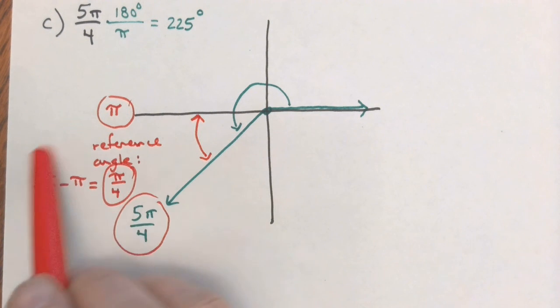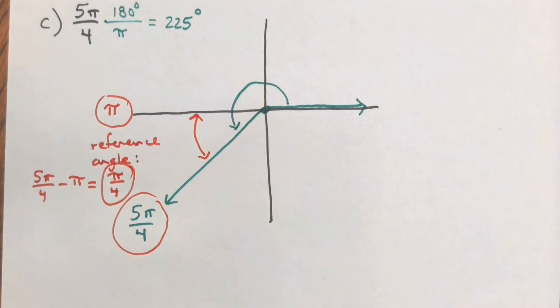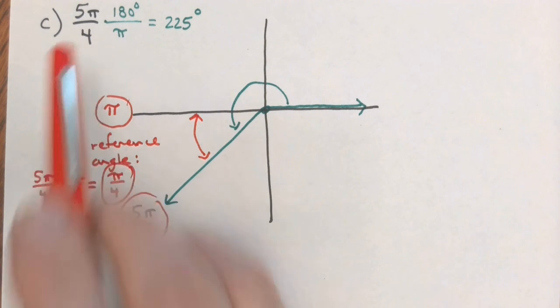So you don't actually have to do the subtraction to figure out your reference angle for angles that are in radian measure. You certainly can, but the answer will always be pi divided by the original denominator.